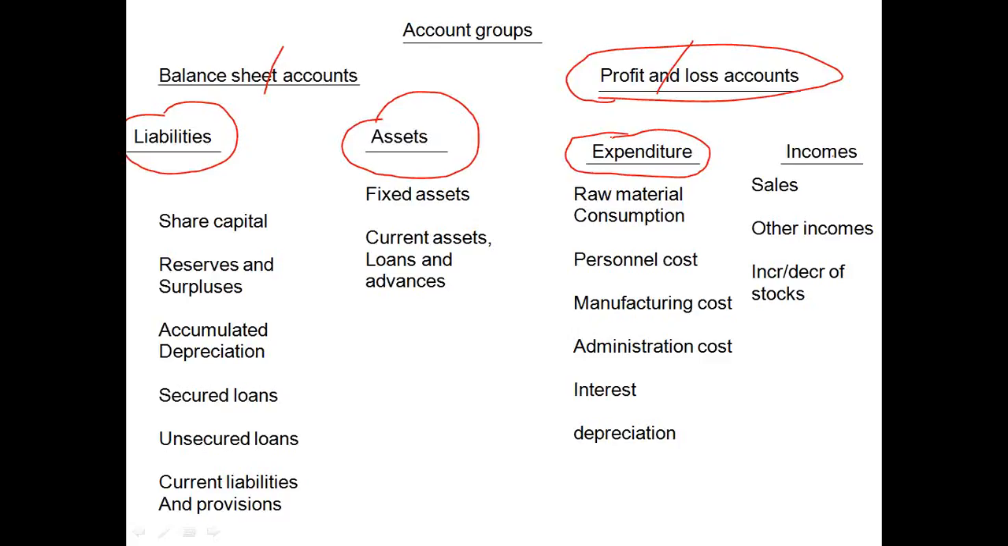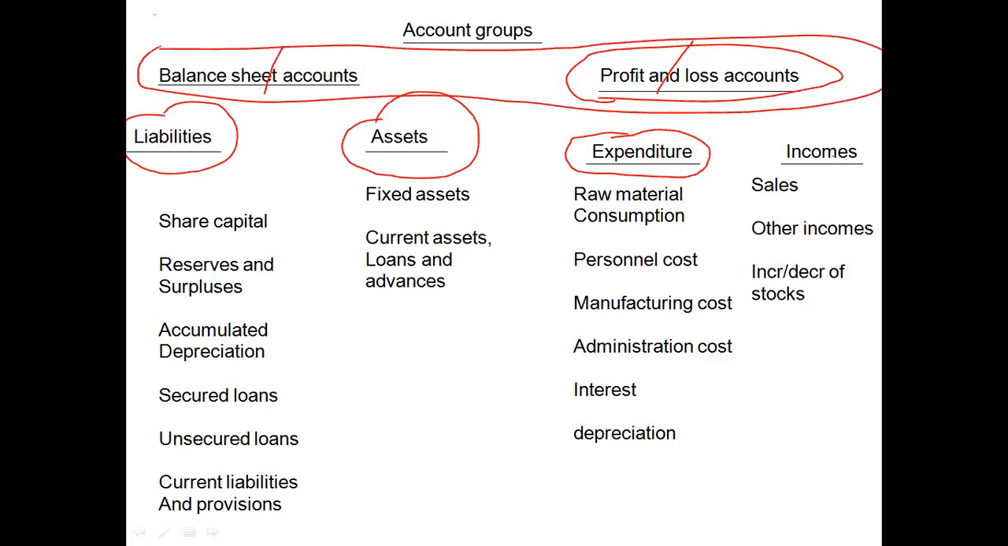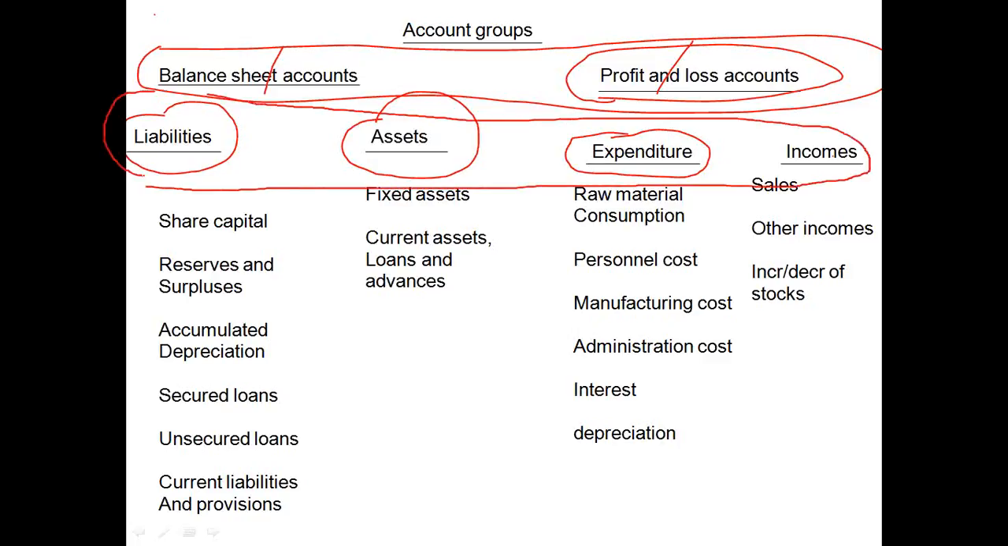That's what I told you. The individual ledger accounts are created under the respective account groups. So here you can create only 2 account groups. In our example, you can create only 2 account groups, balance sheet accounts group and profit and loss accounts group, or you can create 4 account groups like liabilities, assets, expenditure and incomes.